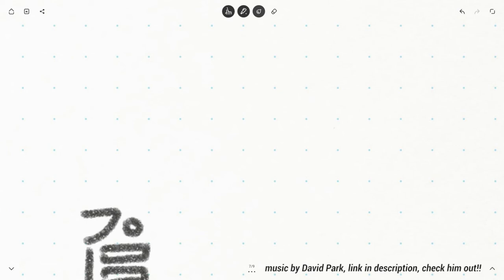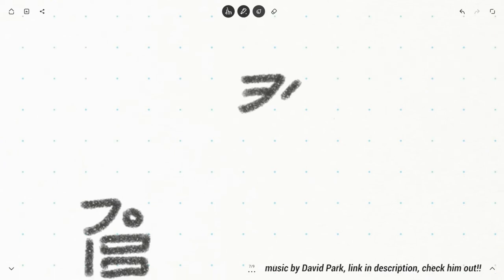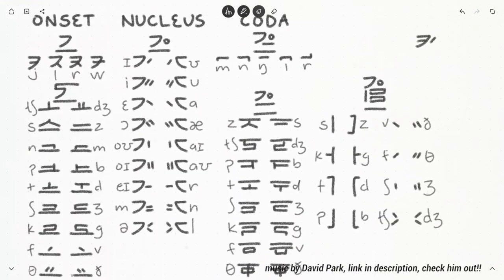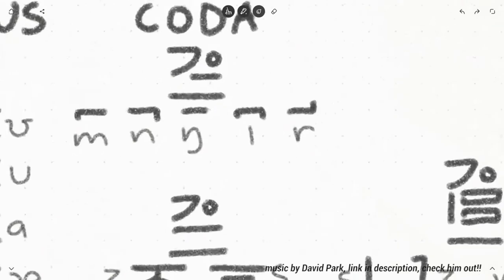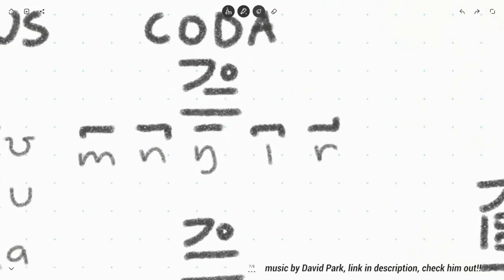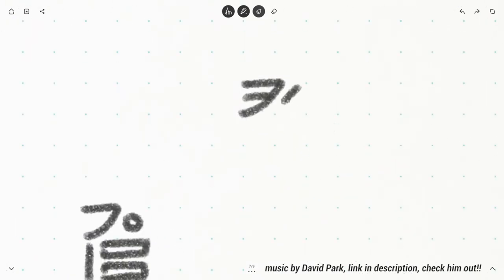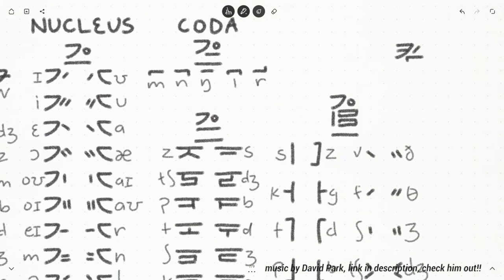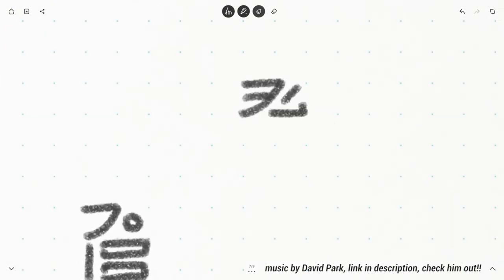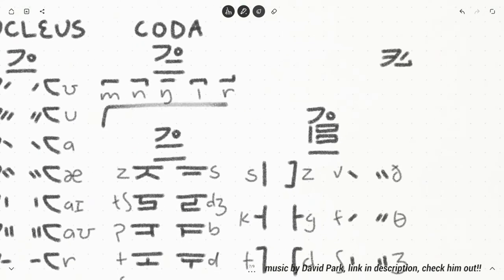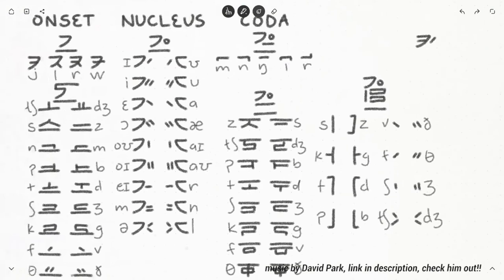Let's do codas. Codas come after the vowel. Since we already modified the vowel depending on what consonant comes before, we can't use that for shorthand for the coda. So instead, you see this, we write it underneath and to the side. So if it's a na right here, you can write it like this. If it's a ma, you can write it like this, etc. If there's a ra, you can write it like this. If there's none of these, then you don't write it, and you just go on to any of these that are in the coda.